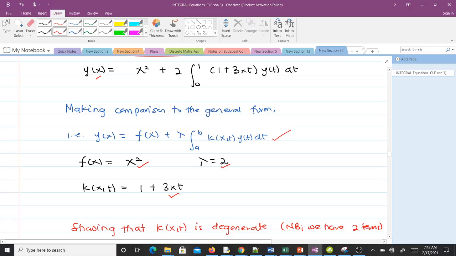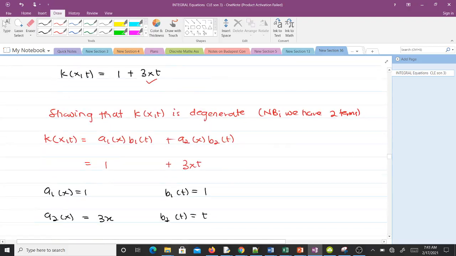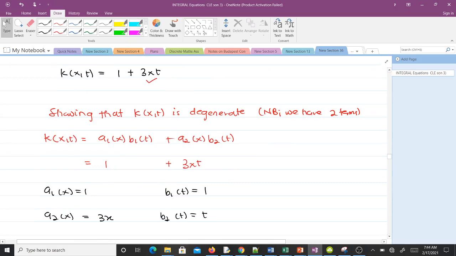So now, before we can solve this problem using the method we just discussed, we have to find out if our kernel is indeed degenerate, because it is only when our kernel is degenerate that we can solve it with that method. So we have to show that our kernel k(x,t) is degenerate. Note that we just have two terms here: the first term and the second term.